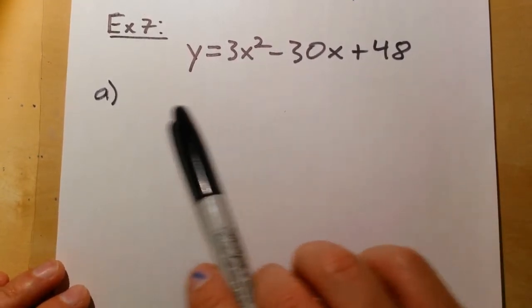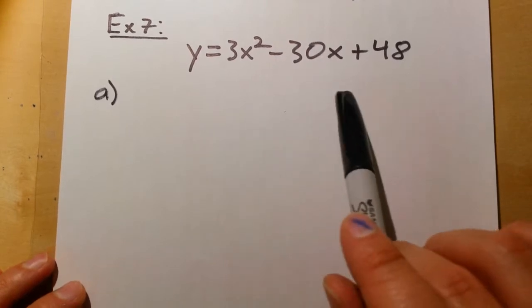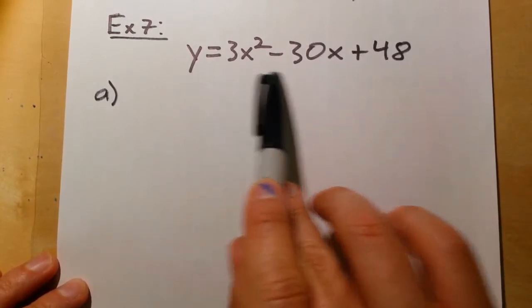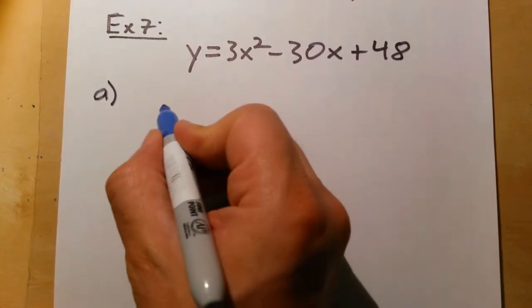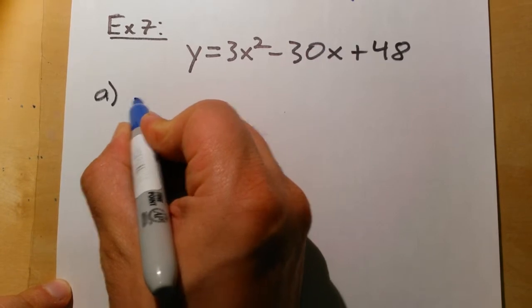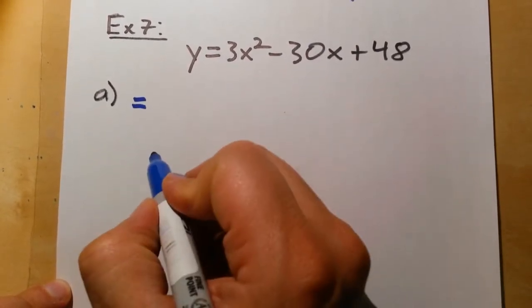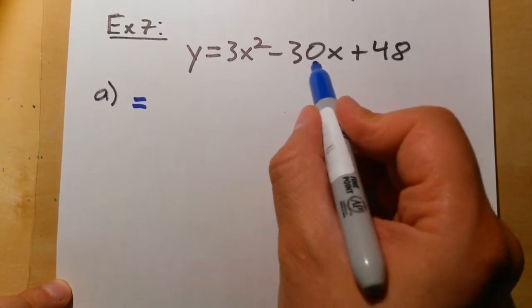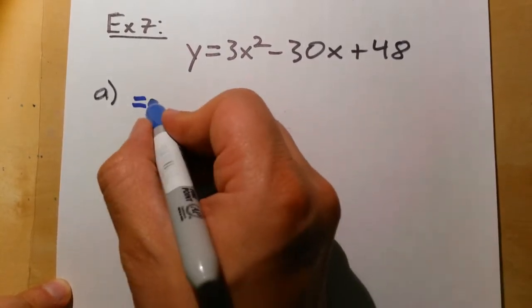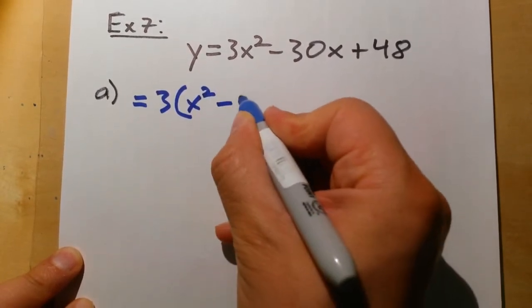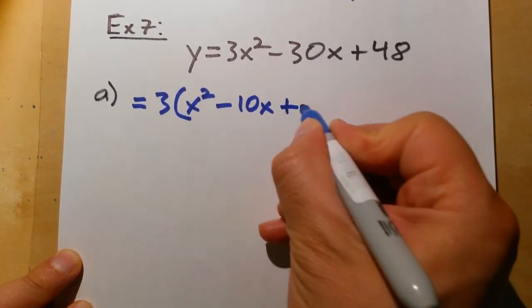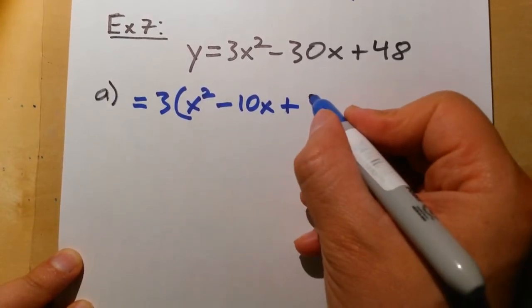Alright, so the first question says A, factor the right side of the equation fully. The right side meaning to the right of the equal sign. So let's factor this. First thing when we're factoring is let's find a common factor. The greatest common factor among all these three terms looks like it's 3. 3 fits nicely into this one and into that one as well. So let's factor out the 3. So 3, open bracket, this becomes x squared minus 10x plus, I believe that will be 16.